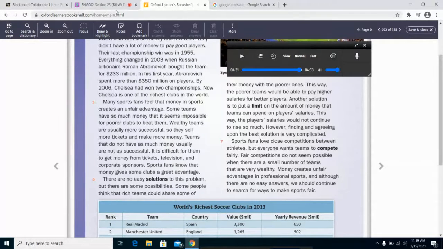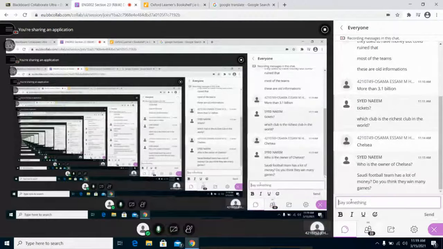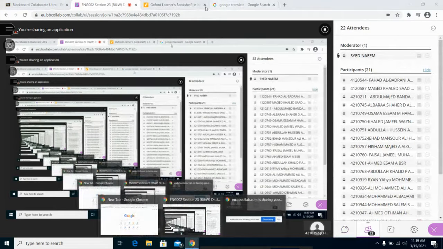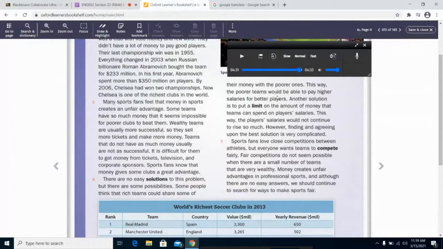Okay, so can someone tell me, and I'm sure that would be an excellent student, what is the solution they proposed in this paragraph, in this reading? What solution did they actually give? What is the solution? Because only wealthy teams are winning the matches. So now what is the solution they are proposing? I can give you a clue, a tip. That solution is there in paragraph 6. What is the solution they actually give?